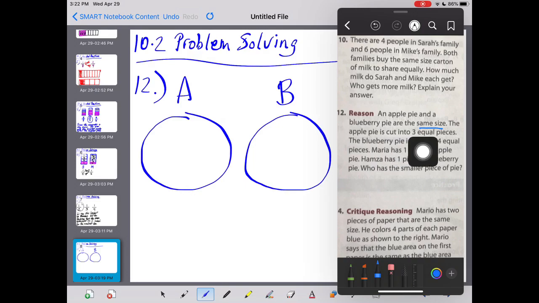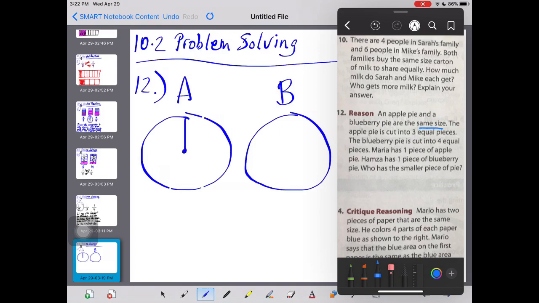It says the apple pie is cut into 3 equal pieces. So I'm hoping that you didn't do this, guys. You don't go 1, 2, 3, okay? Are those equal pieces? I don't think so. This covers much more area than this or this. So when we're dealing with circles, we've got to be careful with how we divide them up. So we need to think about going from the center and working our way out. And when you're dividing up into thirds, there's your center.